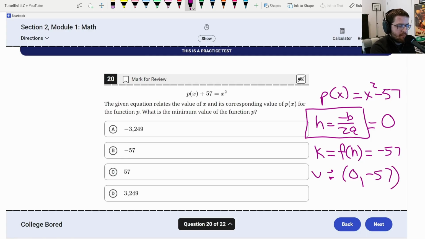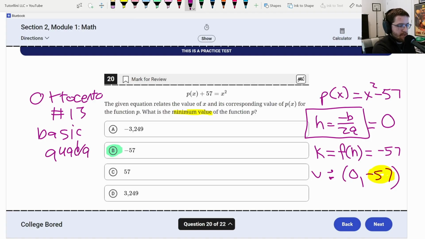And the minimum value, they want a y value. So it wants the y value of the vertex, which is negative 57. All these formulas and everything, I go over in Ottocento number 13, basic quadratics. Definitely make sure you watch that.